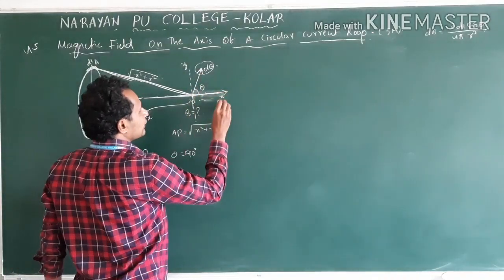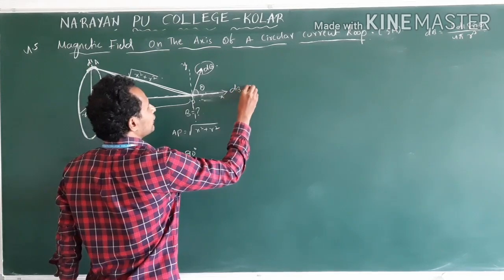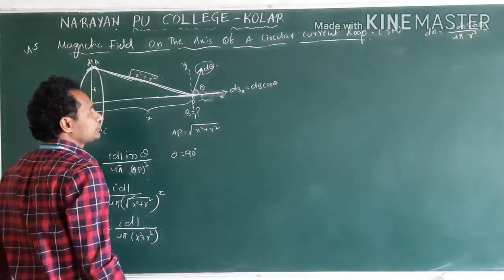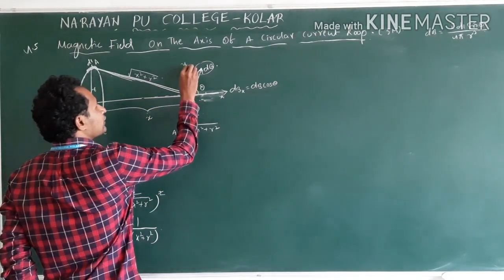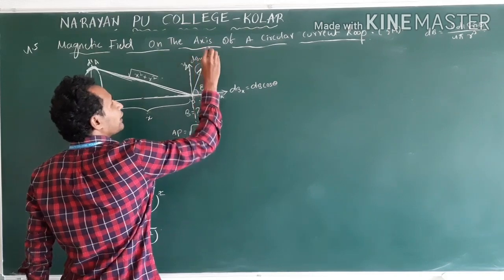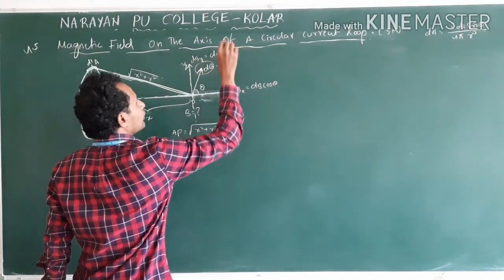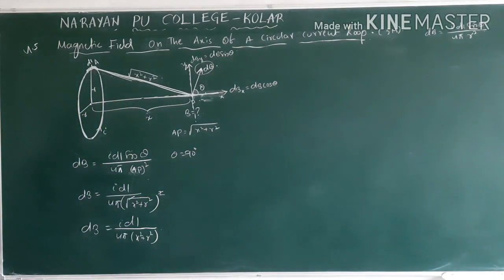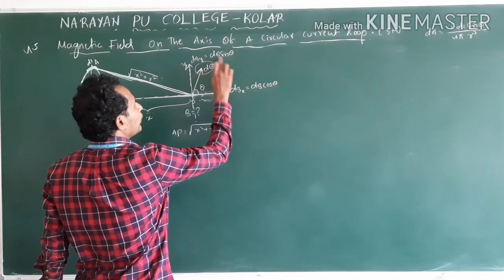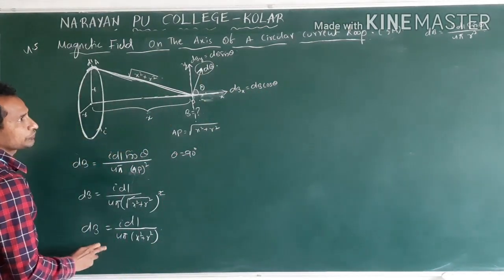Along this will be the x component. dBx is dB cos theta. Next, along this, what do we get? dBy, the y component. This is dB sin theta. Now we have two components, one along x-axis, another along y-axis. dB we already calculated here.